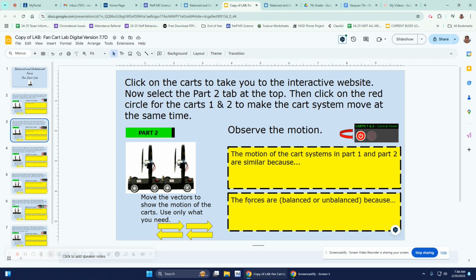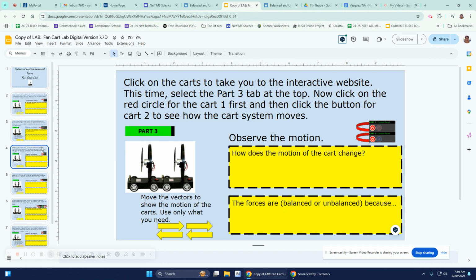And then it says here the forces are balanced or unbalanced because, again, go back to those notes that we did, the red and blue ones and the green and yellow ones. There's more information on there that you took. If you need to go back to those notes, those are still available in Tuesday's folder of this week. Go back into that folder to look for them.